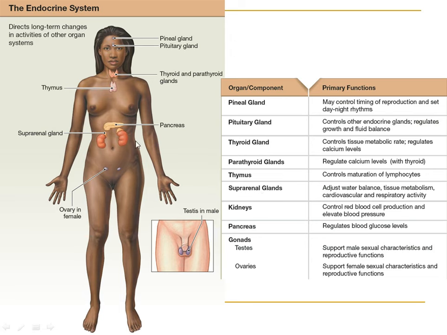The suprarenal gland or the adrenal gland adjusts the water level. It has a role in tissue metabolism, and it also plays a role in the regulation of cardiovascular and respiratory activity. The kidney, though it filters the blood and forms the urine, also has endocrine functions, like it can produce erythropoietin, which helps in regulating red blood cell production, and it also helps in the regulation of blood pressure. And the pancreas has the role of both endocrine and exocrine systems, and through the endocrine system it regulates the blood glucose level by secreting insulin.